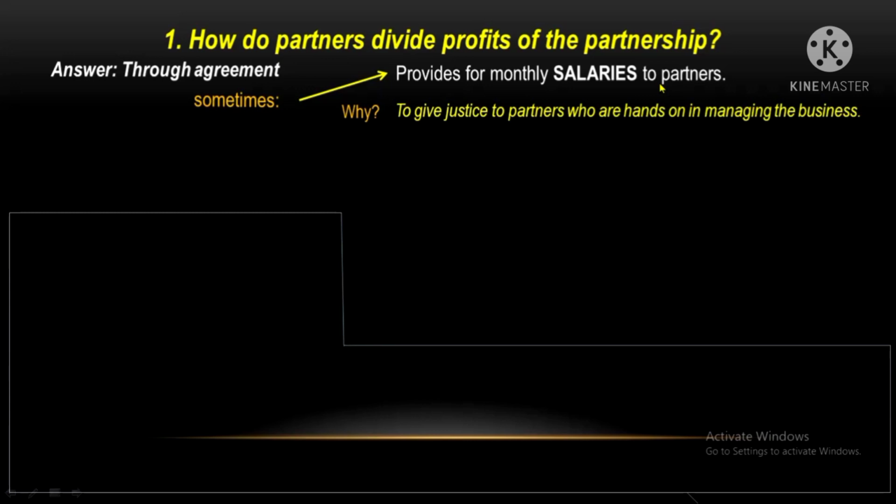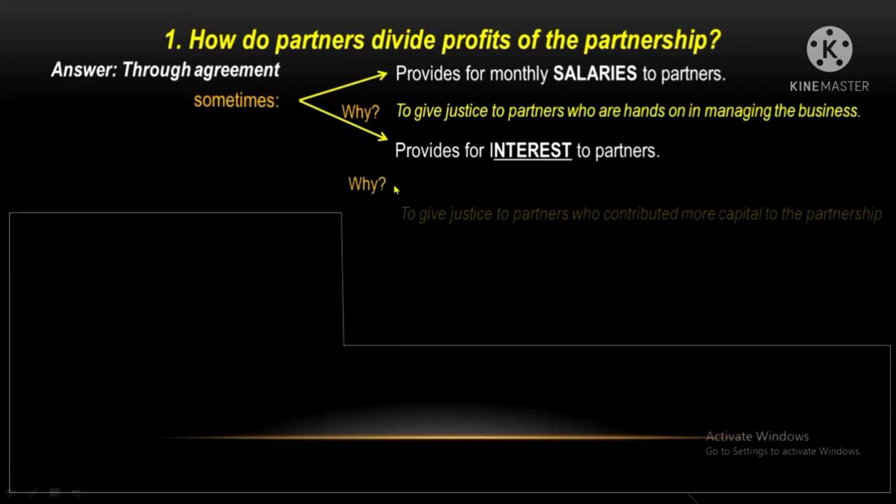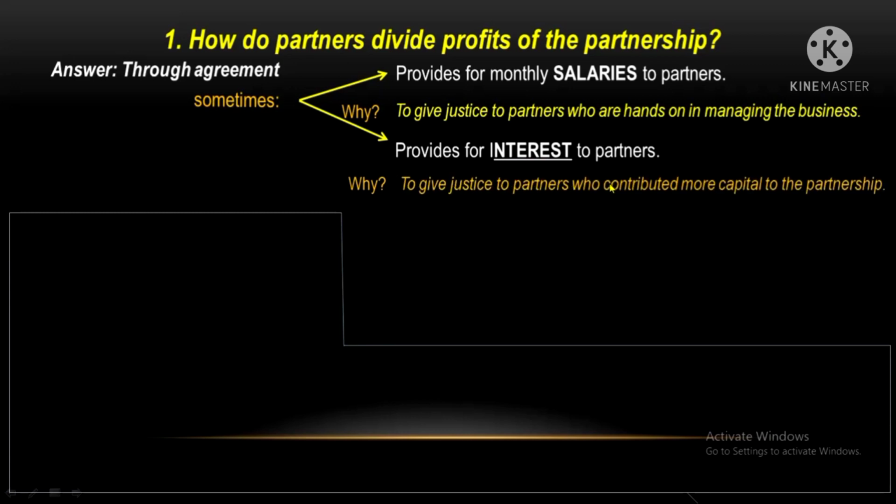So if the problem states that salaries expenses in the operating expenses, for example, include salaries to partners, then you should remove it from there. The agreement as to dividing profits can also include provision for interest based on the capital contribution of partners. Of course, to give justice to partners who have given more capital than the other partners.